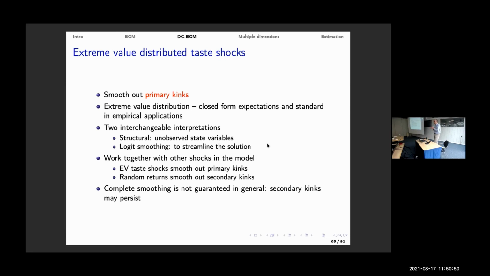They are introduced in the same way as in the discrete choice problem, right? We will write the Bellman equations in just a second, but we add an IID extreme value shock to each of the discrete alternatives.